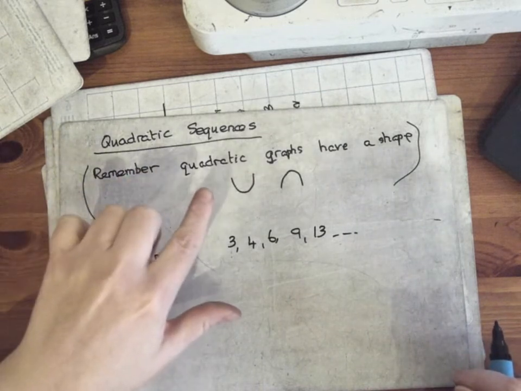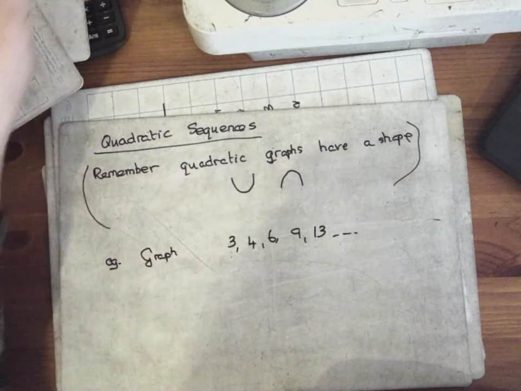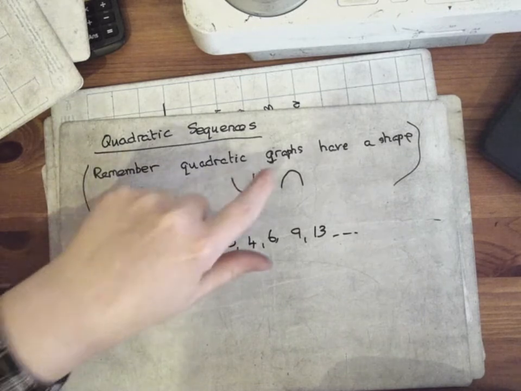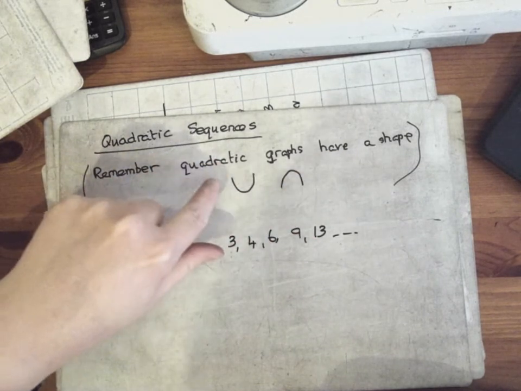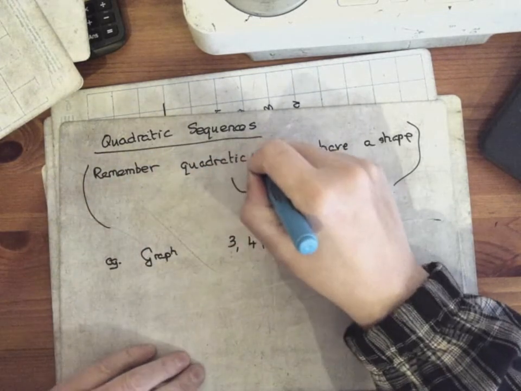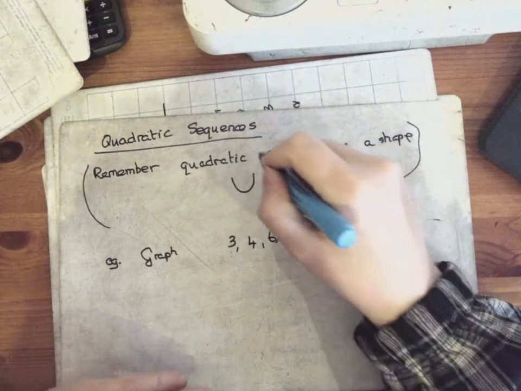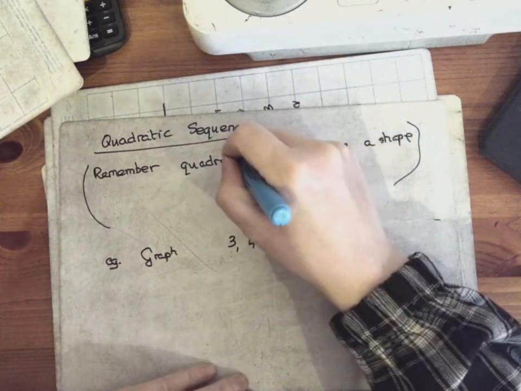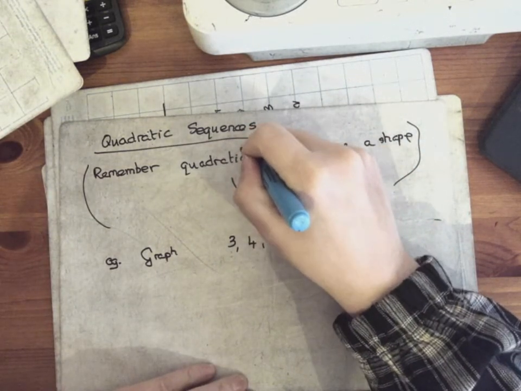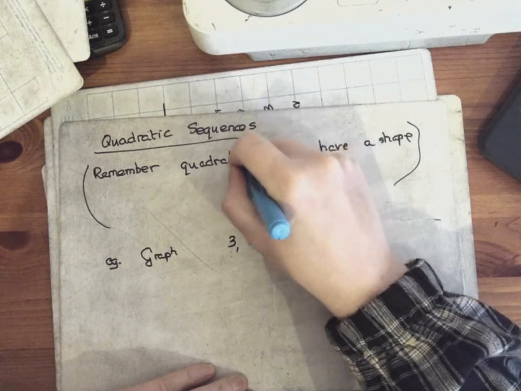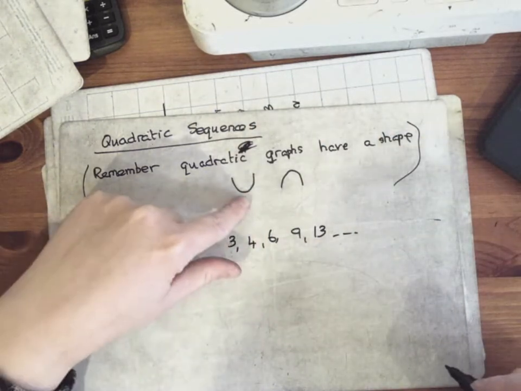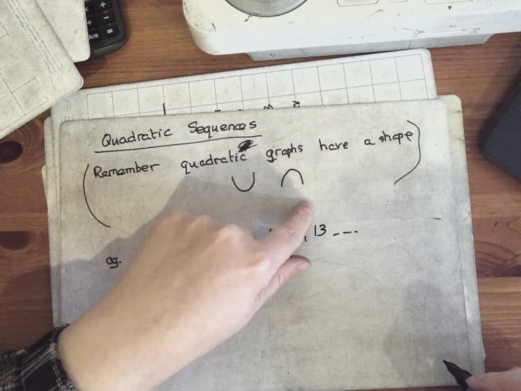Quadratic sequence. Right, remember, we've done quadratic graphs. When we did functions, we did quadratic graphs. A quadratic has a squared term in it. When we did quadratic graphs, we had an x squared term in it. This one has an n squared term in it. So a quadratic graph will have a shape. It's either going to be a smiley face or a sad face.